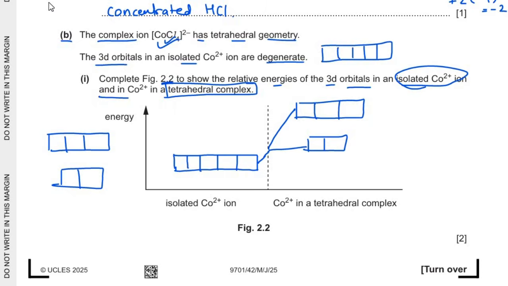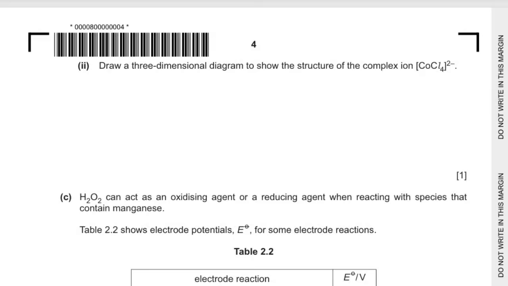This happens because the ligands which we have added here are all negatively charged and they will repel each other, and so now the d orbitals split into 2 different levels, and so we draw it like this here. That is, in the tetrahedral complex with the chloro ligands, it will split into 2 different energy levels.